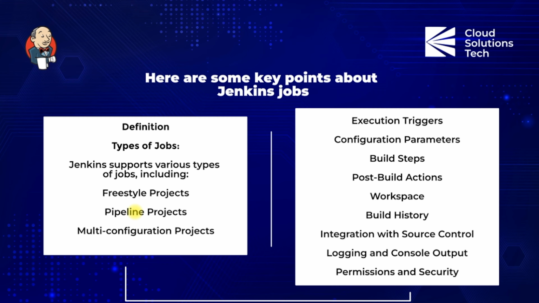The next thing we're going to look at is the execution trigger. Jobs can be triggered manually by users or automatically based on certain events. Common triggers include a commit, a pull request, or a scheduled build. Don't worry, along the line in the lessons, we'll be going through all of this in this Jenkins Docker series.